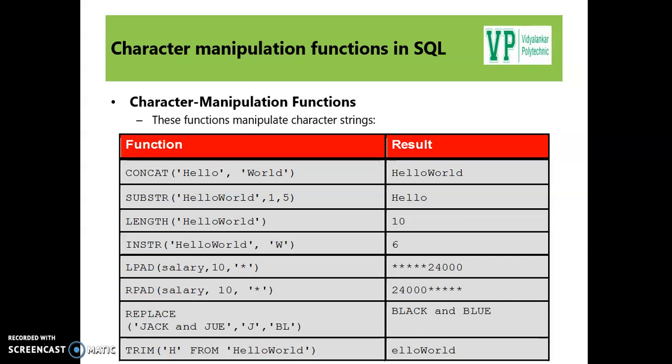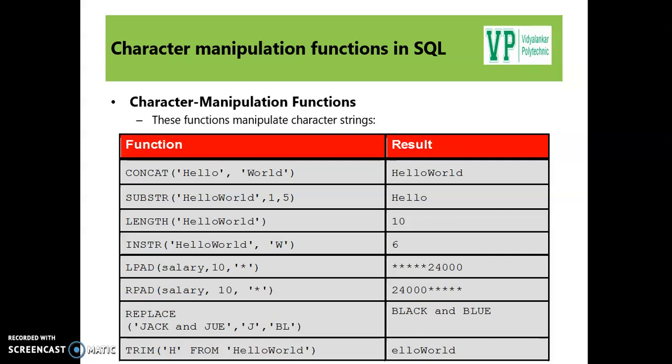So the concat function combines two input values, and we require both inputs as a string. That is mandatory because these character manipulation functions are used only on a string data type or character data type. The second function is substr, that is nothing but the substring function.